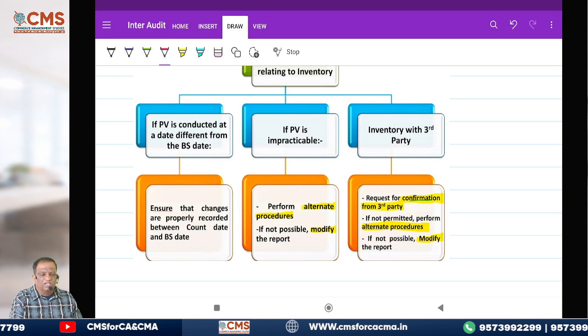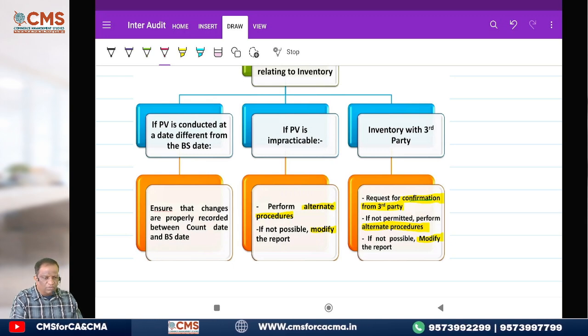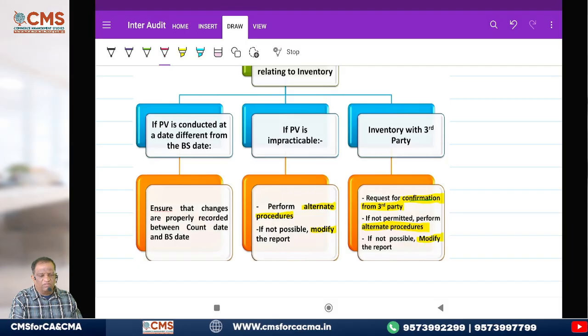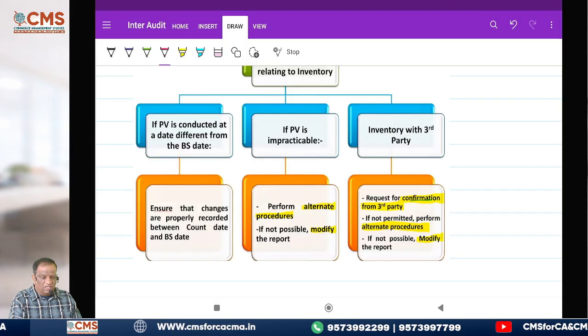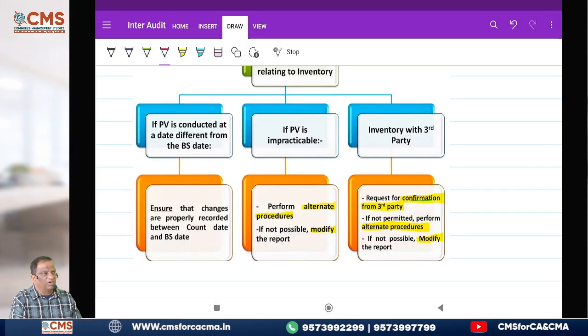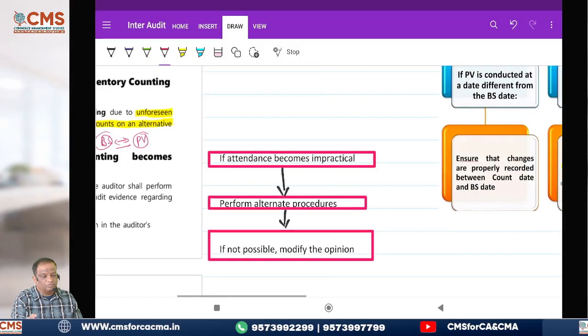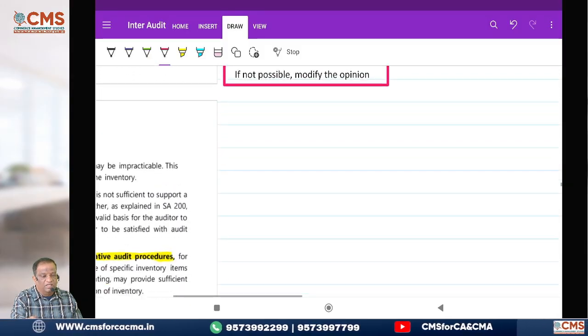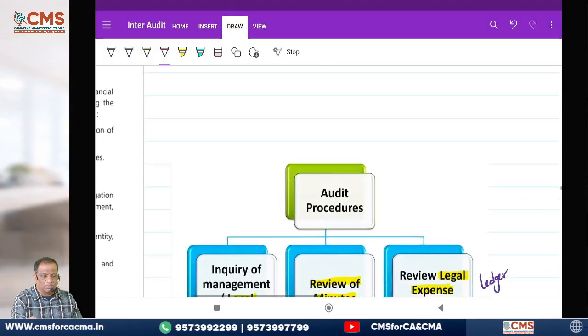So if inventory is with a third party, then request for confirmation. That is, you don't have to go physically to see that. Request for confirmation from the third party. If not permitted, perform alternate procedures. If that is also not possible, then modify it. So these are the points that are required to be kept in mind whenever the auditor is considering this. So those are the additional points.